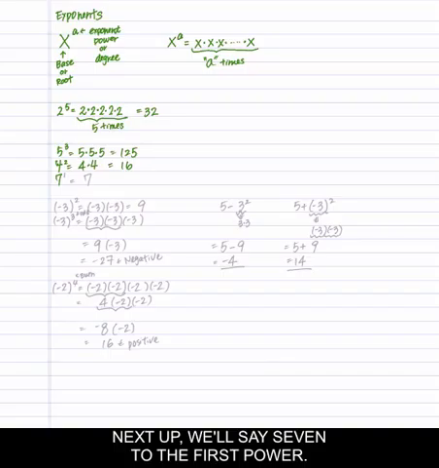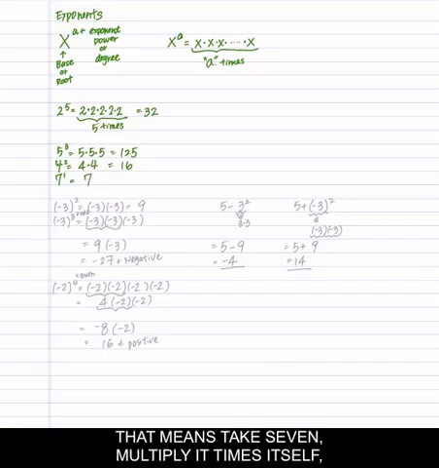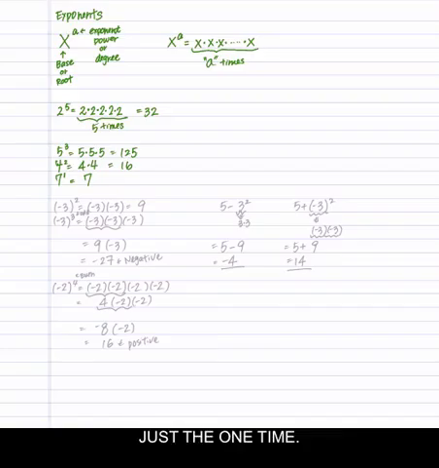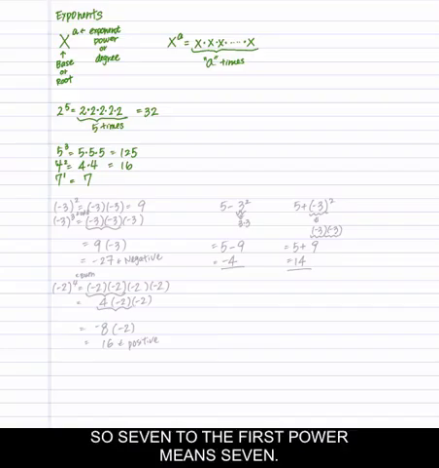Next up, we'll say 7 to the 1st power. That means take 7 and multiply it times itself just the one time. So 7 to the 1st power means 7.